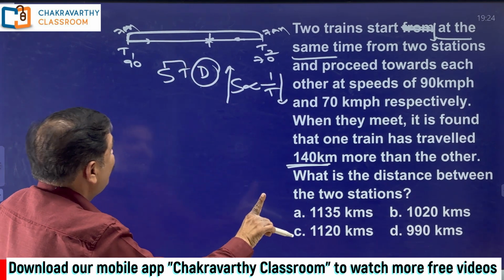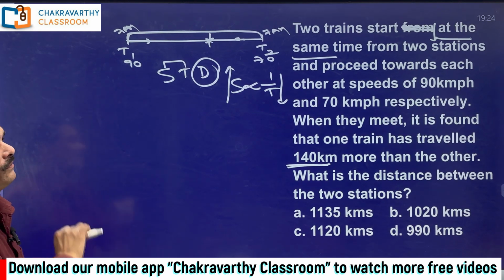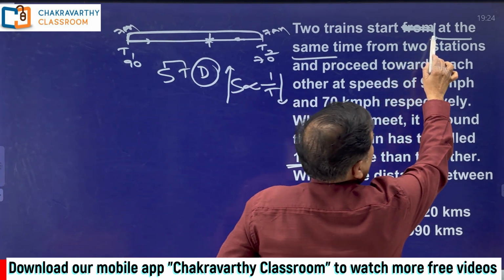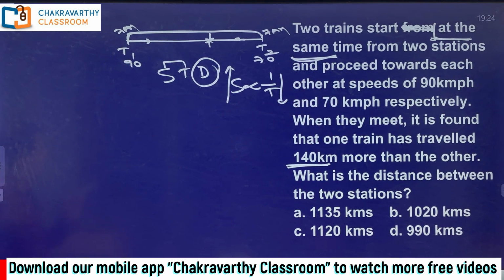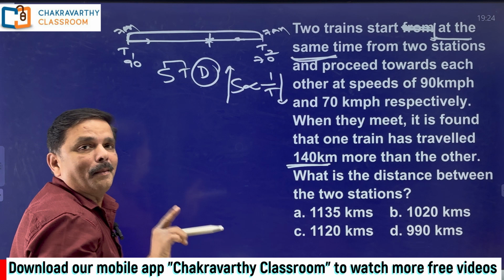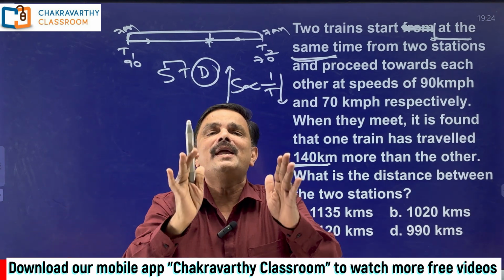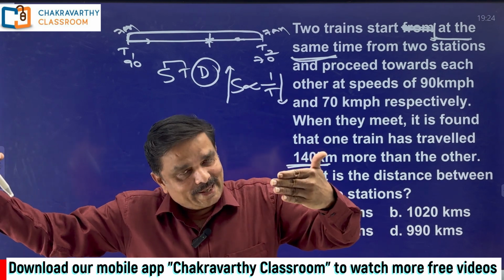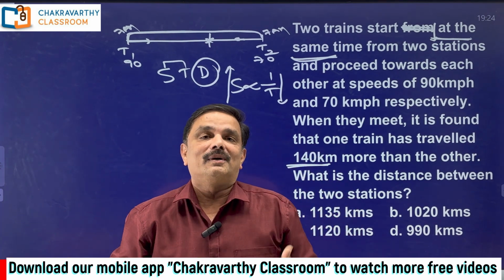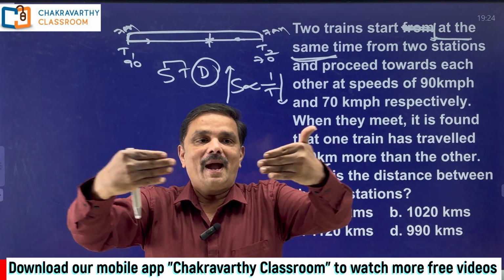Isn't it? Now, in this question, observe carefully, the keyword suggests that both started at the same time and both met here by traveling the same time. For example, one train traveled for 2 hours, the second train also traveled for 2 hours, because both started at the same time and they met here.